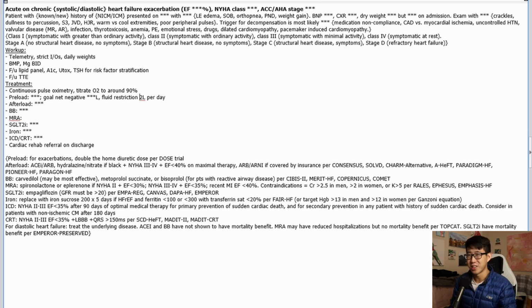But if you look at things we do for no reason, or Choosing Wisely, there's really bad evidence for fluid restriction in heart failure. It actually possibly worsens outcomes and worsens patient satisfaction. At some point I might actually completely stop doing fluid restriction.